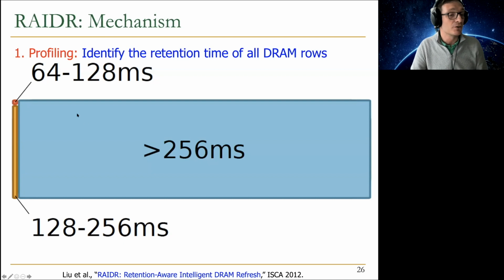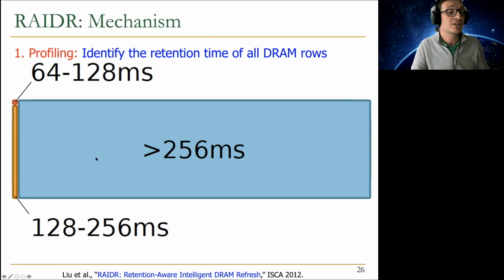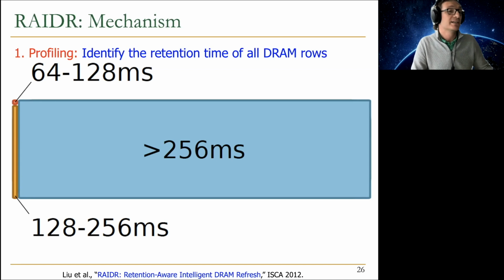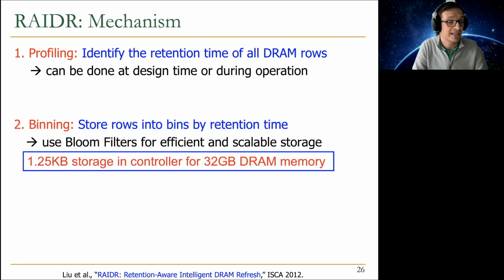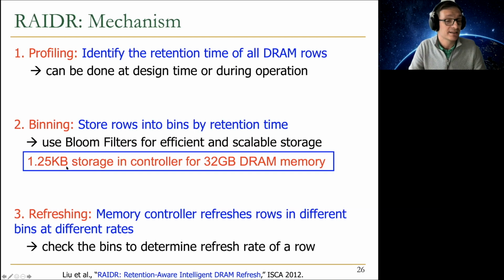And there are 3 sets of rows. Rows that need to be refreshed every 64 milliseconds, rows that need to be refreshed every 128 milliseconds, and rows that need to be refreshed every 256 milliseconds, right? So if you represent these sets nicely, cleanly, with very small hardware overhead, you can actually have very little overhead. And it turns out we can represent this information with only 1.25 kilobyte storage in the memory controller for a large main memory size. And then the third step is memory controller consults this information, how often each row needs to be refreshed, and refreshes rows in different bins at different rates.